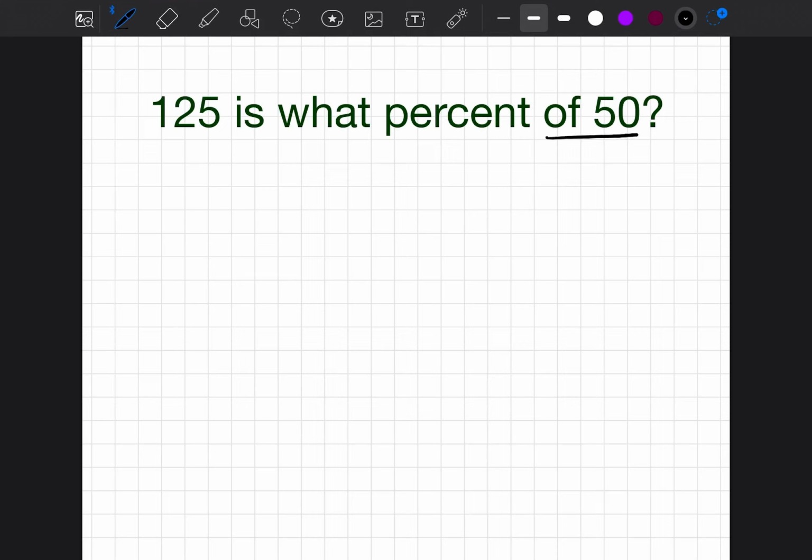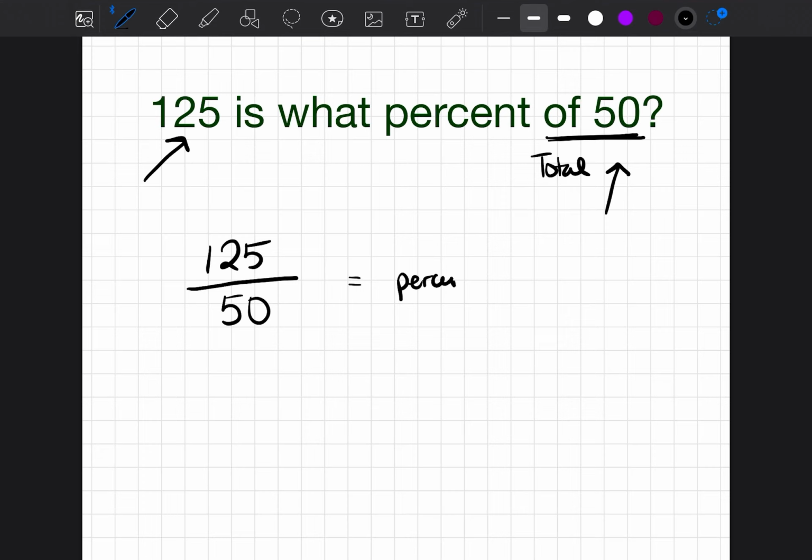So the "of 50" is representing the total. Anytime it says of 100, of 30, of 80, it's the total. Because we're talking about a percentage, we can also represent it as a fraction. So of 50 would be the total, so the total would be on the bottom. If 50 is the total, then 125 would be the top number. So 125 over 50. Now we're trying to see what percentage it's equal to.